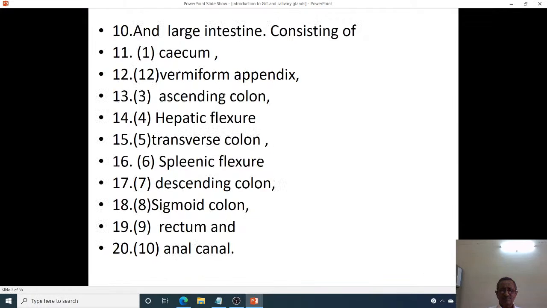And then in the large intestine we have the cecum, vermiform appendix, ascending colon, hepatic flexure, transverse colon, splenic flexure, descending colon, sigmoid colon, rectum and anal canal. 10 parts in the large intestine itself. So you have to learn all these by heart.